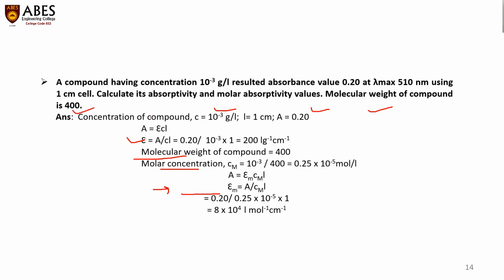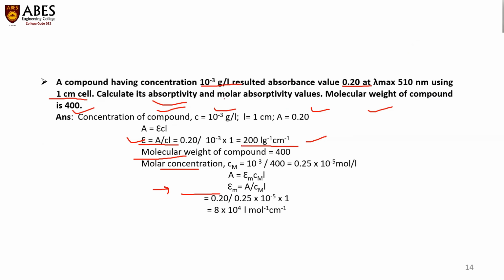What is given? The concentration of the compound is given, 10 to the power minus 3 gram per liter. Absorbance is given and the path length is given. We have to calculate the absorptivity. First, we calculate the absorptivity coefficient, which is equal to the absorbance divided by concentration and path length. And we get the absorptivity coefficient 200 liter per gram centimeter.